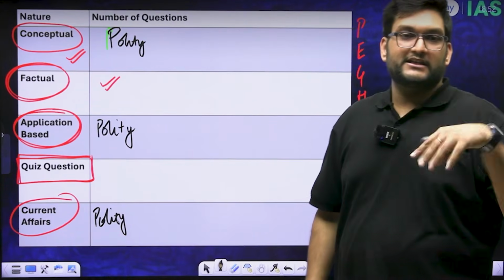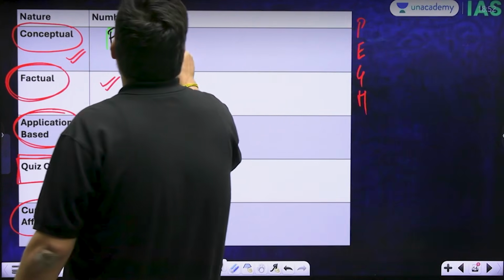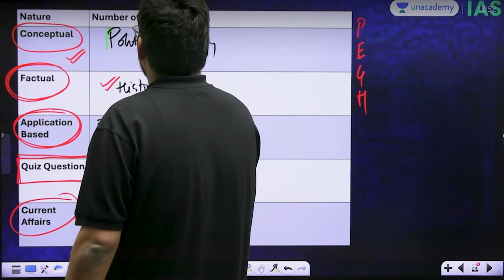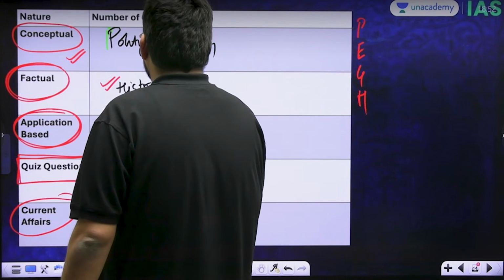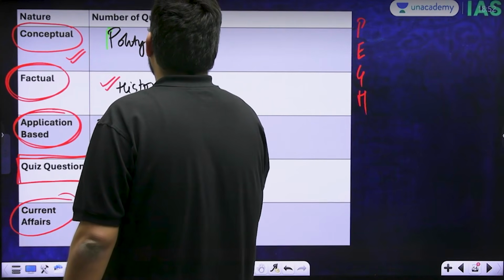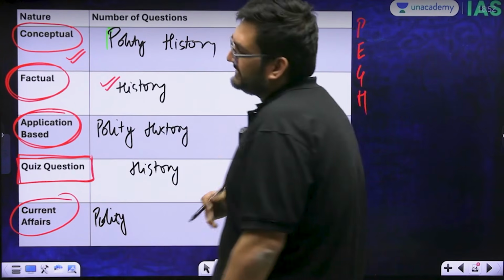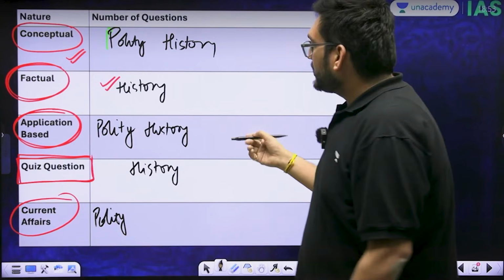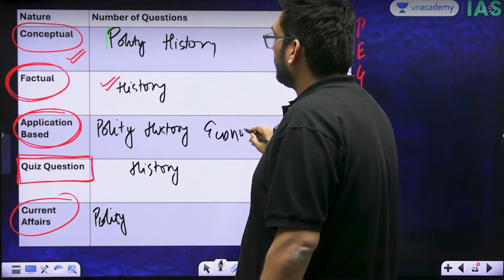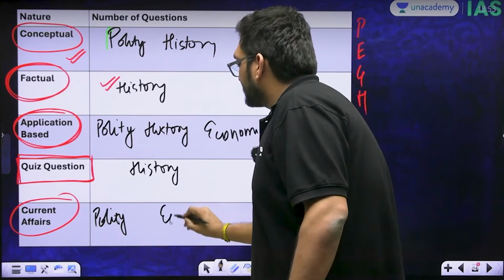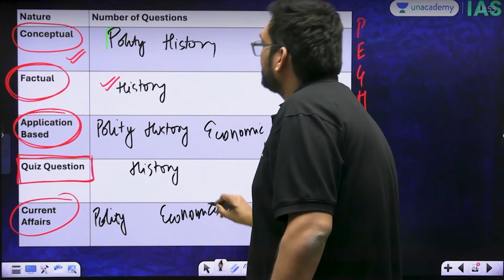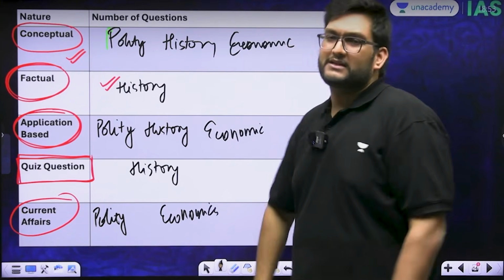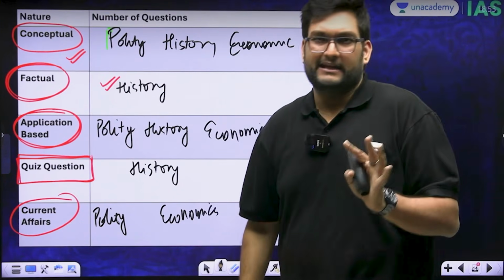However, if I change the subject, history would be both conceptual and, at the same point of time, factual. There will be quiz questions also, and there will be application based questions also. But other than art and culture, very likely that you will not get current affairs based questions. Economics is more application based, is current affairs based and at the same point of time conceptual. Mostly factual questions are less likely.